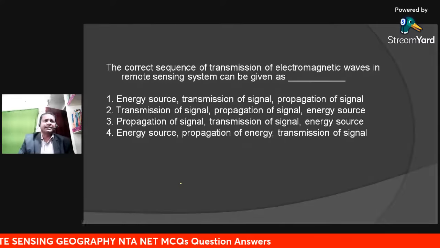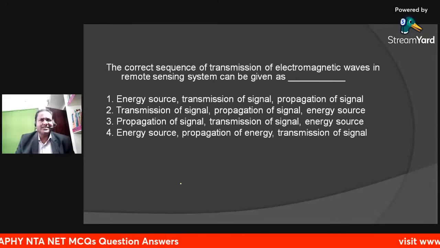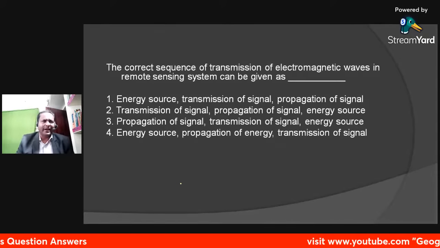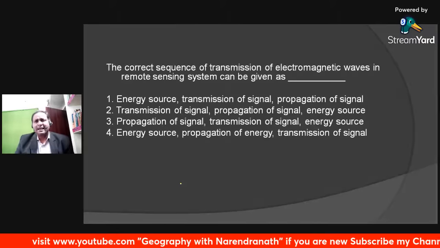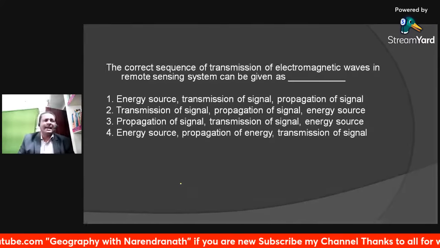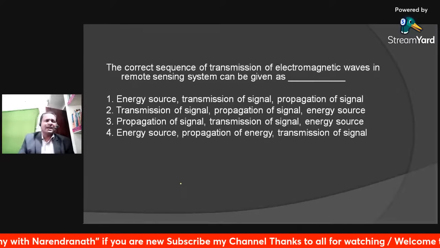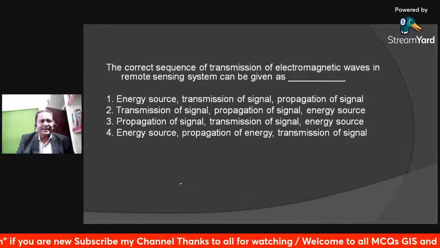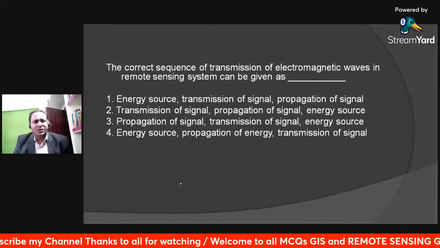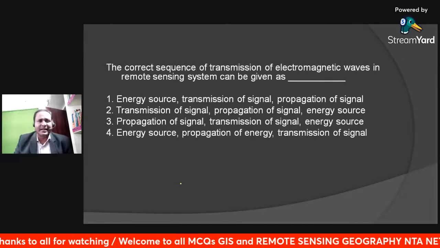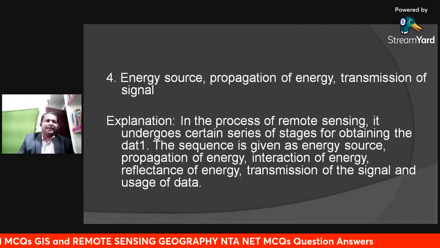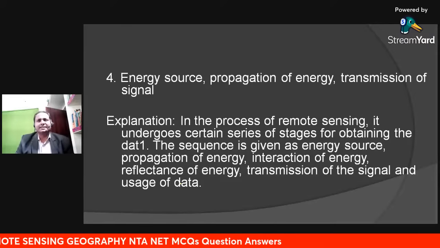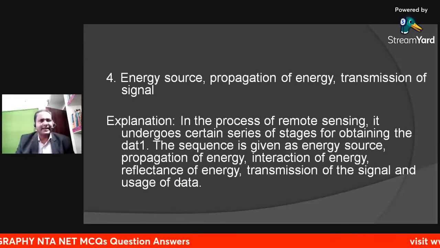Another question: the correct sequence of transmission of electromagnetic wave in a remote sensing system can be given as, the energy source, propagation of the signal, and transmission of the signal, in the first, second, and third stages. So here, the energy source, propagation of the energy, and transmission of the signal. The four options are very related, and definitely the energy source, propagation of energy, and transmission of signal is the right answer.